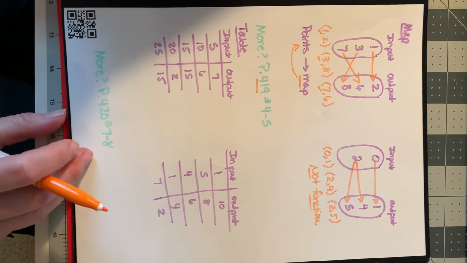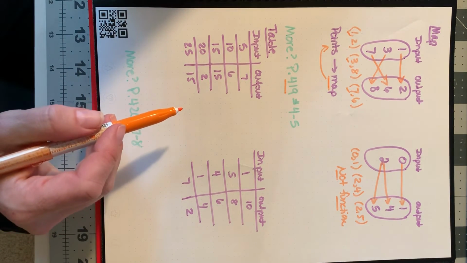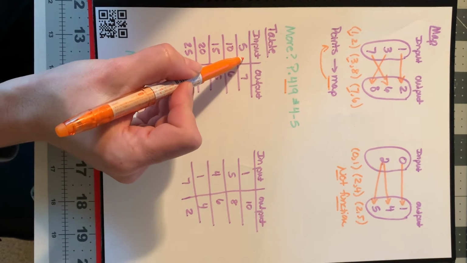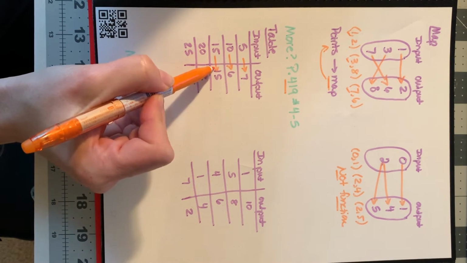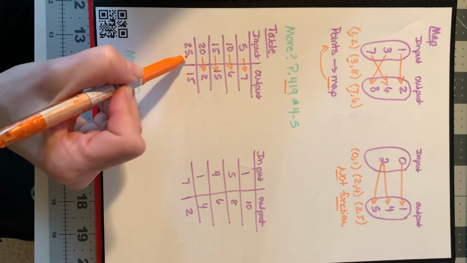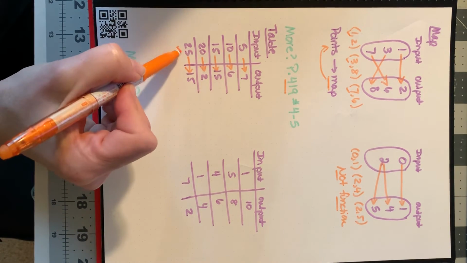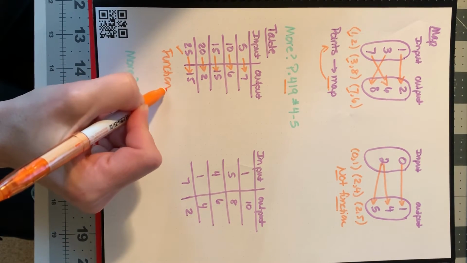Okay, the third presentation is going to be in these tables. And again, we want to look at these as just sets of points. So in this case, a 5 is matched to a 7, a 10 goes to a 6, a 15 goes to a 15, 20 goes to a 2, 25 goes to a 15, and every input is listed just once. So this is a function.